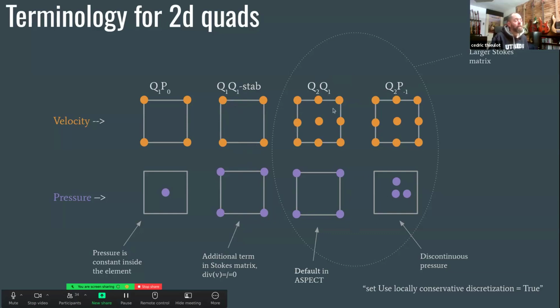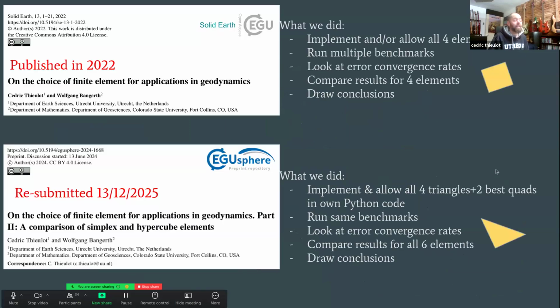So the Q2 Q1, this one has 9 velocity nodes, but has this Q1 pressure. That's the default in ASPECT. And the Q2 P-1 has the same velocity nodes, but it has a P1 representation of pressure, and it's discontinuous from element to element. And you can switch between the two in ASPECT by using this set use locally conservative discretization and set it to true. So these are the four elements that we tried and tested.